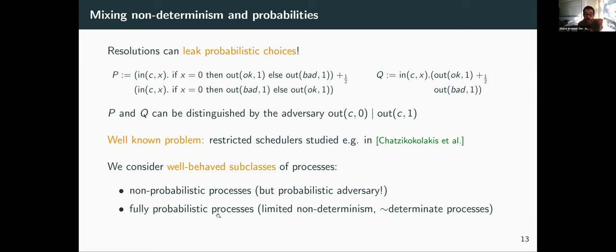And the other class is what we call fully probabilistic processes, where we have only very limited forms of non-determinism. In the first class, for non-probabilistic processes, there's no probabilistic choice that the resolution can leak. And in the fully probabilistic processes, there is not enough non-determinism to leak the probabilistic choices and influence the attacker behavior. This is the probabilistic version of determinate processes, one can think of it like this. We'll see what's happening for these two subclasses, even though we have a formalism for defining everything in more general classes. But if we consider more general classes, then maybe the distinguishing power is too strong because a resolution can leak probabilistic choices.